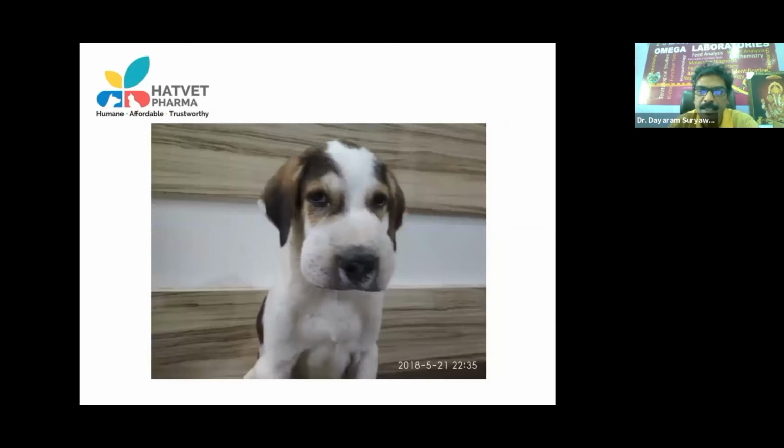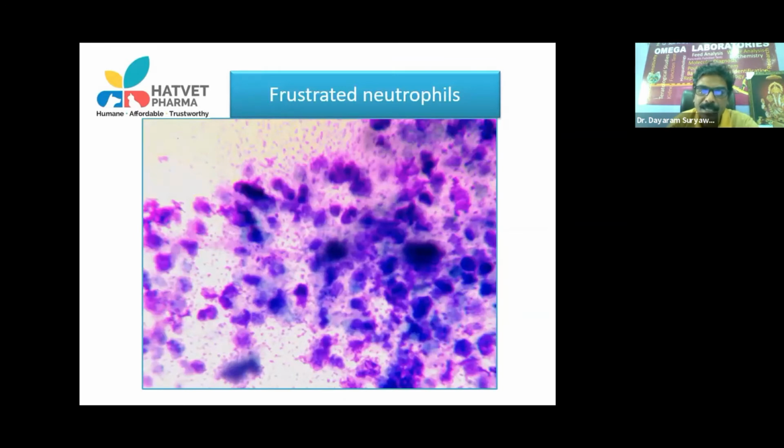Snout, and that puppy is not able to breathe properly. That's why you can see some mucus with air bubbles present at the nostrils, because that snout has been packed with inflammatory exudate. Now, in such cases, we can get frustrated neutrophils.